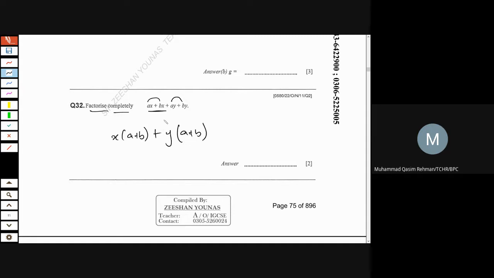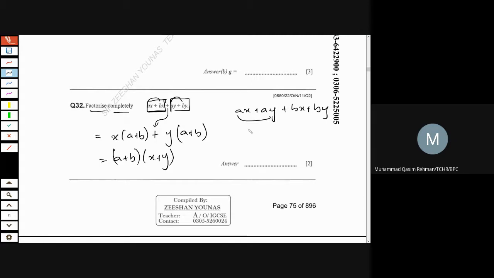Okay, now here's a common mistake. Many students forget to put this plus or whatever sign is over here. Make sure you put a sign because this y is not being multiplied with this a plus b. So I have separated this and this whole thing. Sir, we can also group like AX with AY and BX with BY. Yep, you can.